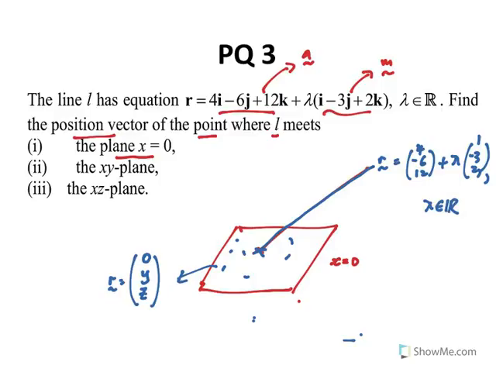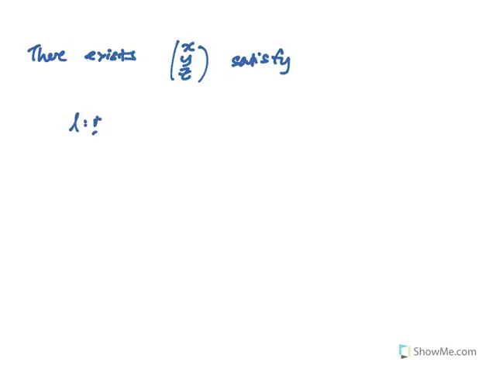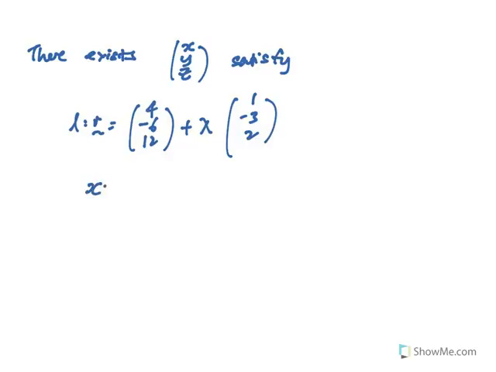Okay, and for you to intersect with the line, that means your coordinates must satisfy two types of equation. Number one, there exist x, y, z that satisfy the equation of the line. Number two, you must also satisfy the equation of the plane, which is just x equals 0. So for you to satisfy both the line and the plane, your x, y, z must satisfy both.